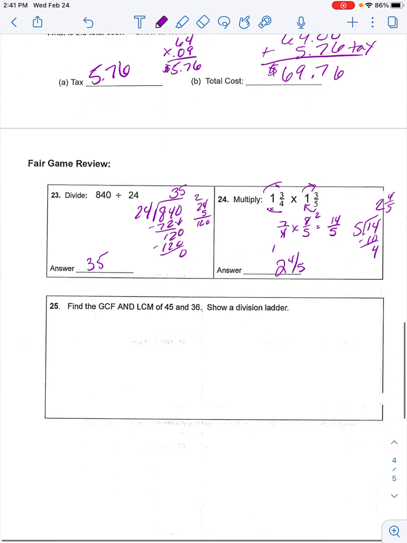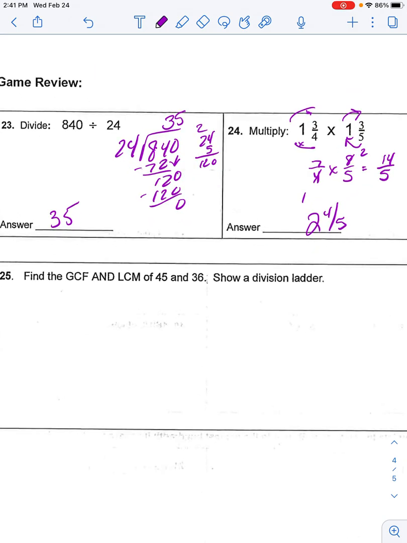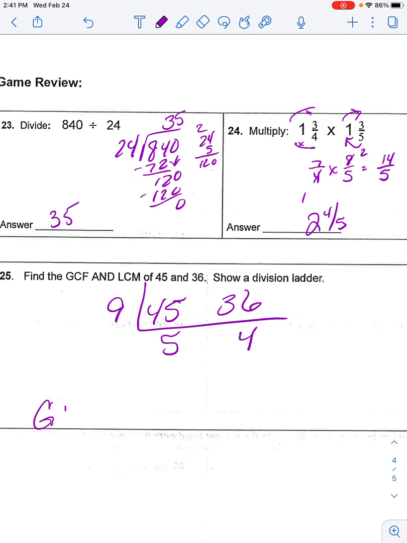Okay, those are review. Those should be easy peasy points. Division ladders, GCF and LCM. This takes us back to the beginning of the year, guys. So what goes into both 45 and 36? Use those divisibility rules. The sum of 45, 4 plus 5 is 9. 3 plus 6 is 9. 9 goes into both those numbers evenly. So remember, when we do the GCF, nothing can go into 5 and 4.